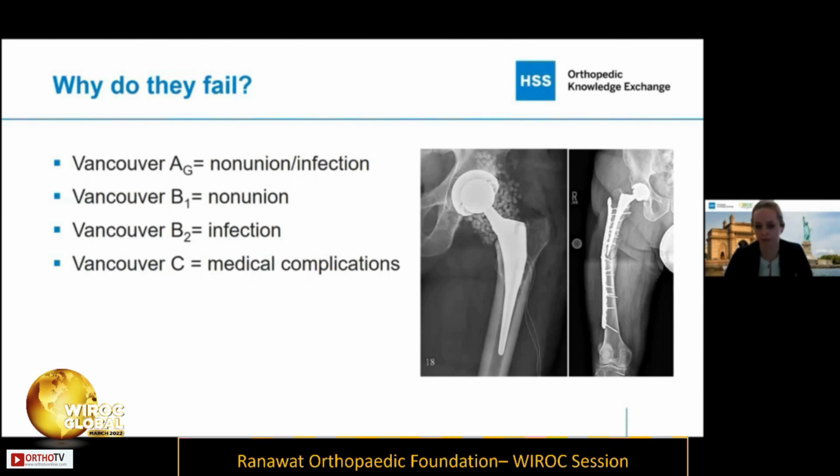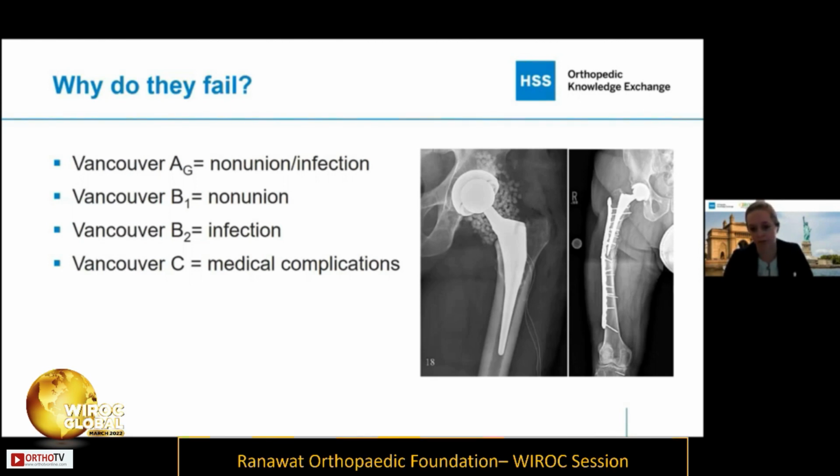So greater troch fractures have a very high failure rate, and they fail for both non-union and infection. I've become a little bit more of a nihilist when it comes to fixation of greater troch fractures, because I've just looked at so many x-rays in doing these studies, seeing how frequently the troch will displace, and then how frequently they will get infected if you try to plate them.